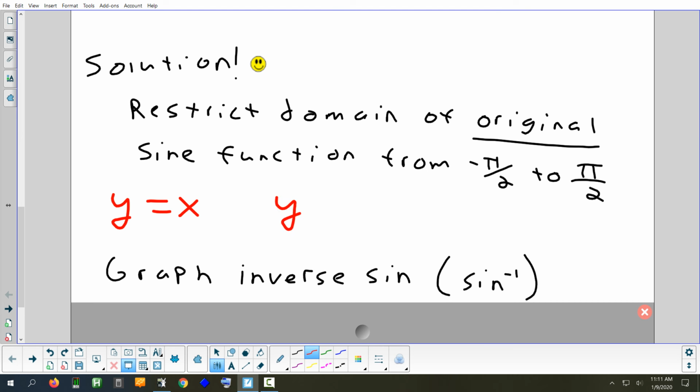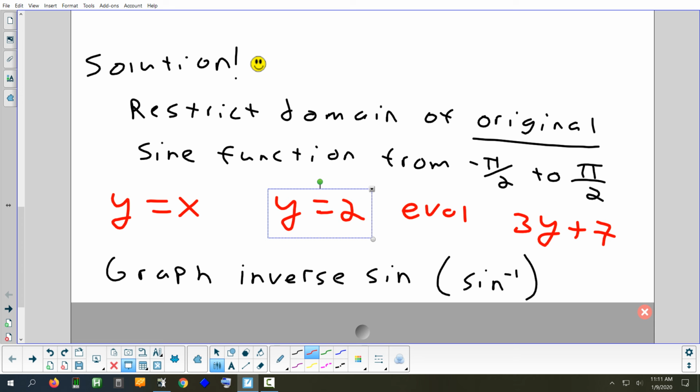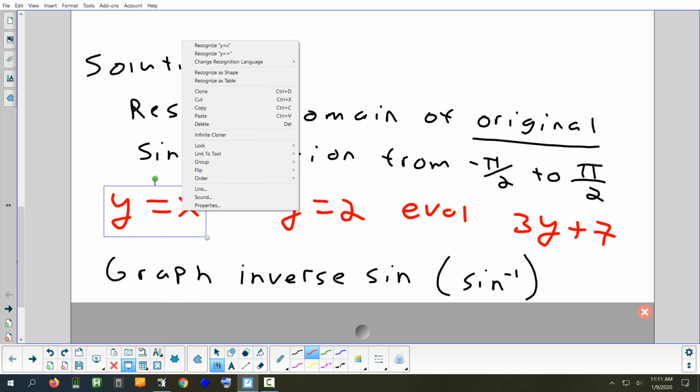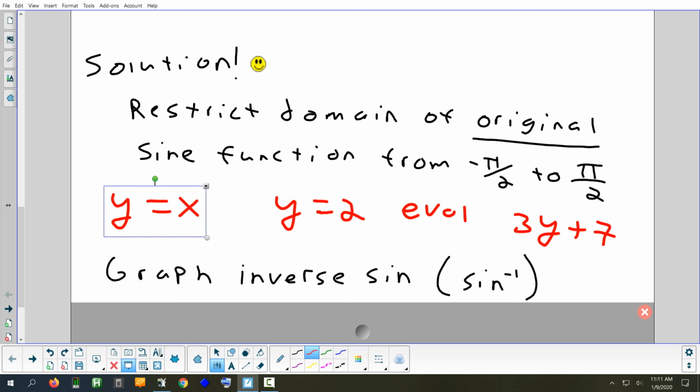Like if I said y equals 2, and then I said something like evaluate, and I gave you the expression 3y plus 7, that means you take the value that y is equal to, and you plug it in for where you see that letter, and you do out the arithmetic. Well, what this means is wherever you see a y, you could replace it with an x. Or you could think of it the other way. Wherever you see an x, you could replace it with a y. Okay, that's what that really means.